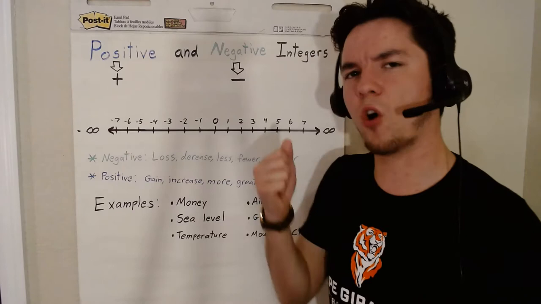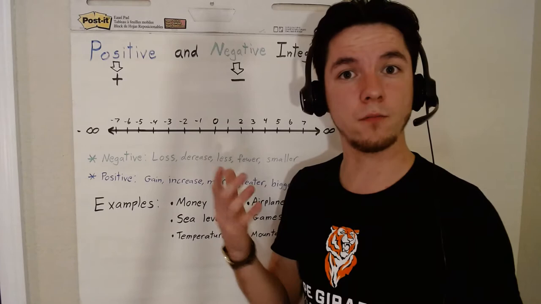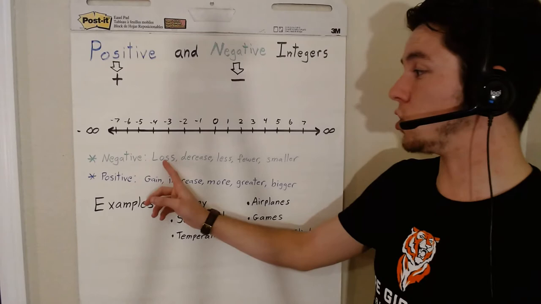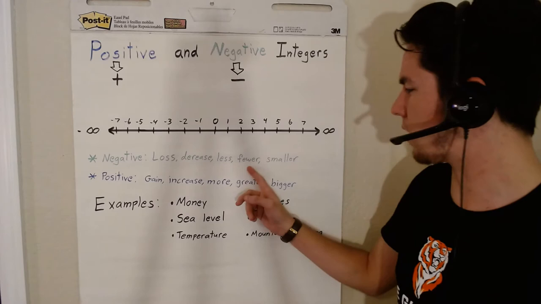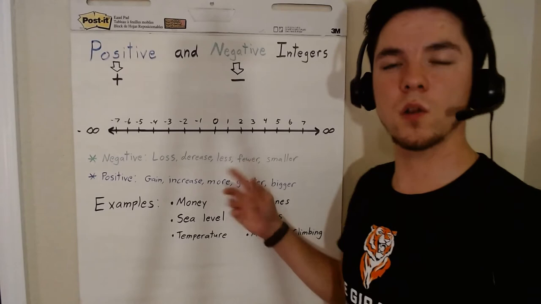If I withdraw $50 from my bank account, what's going to happen to the money in my bank account? It's going to go down. That is a negative change. I am losing money. The money I have is decreasing. I now have less money, fewer dollars. My bank account is smaller. So this is a negative loss. What number would represent a withdrawal of $50?